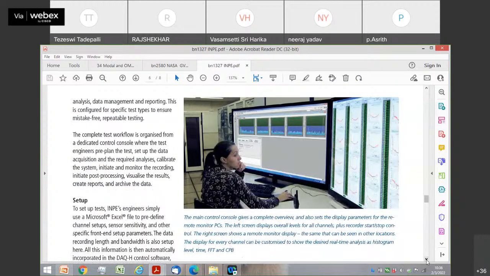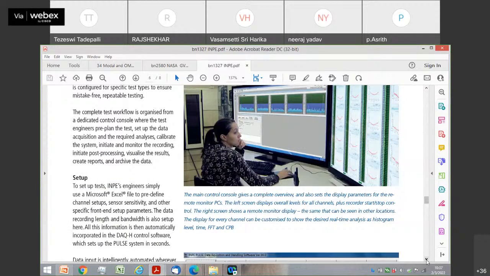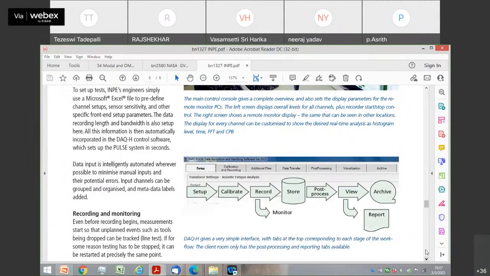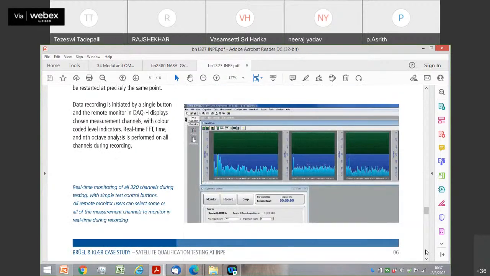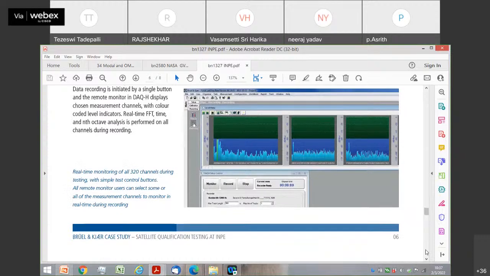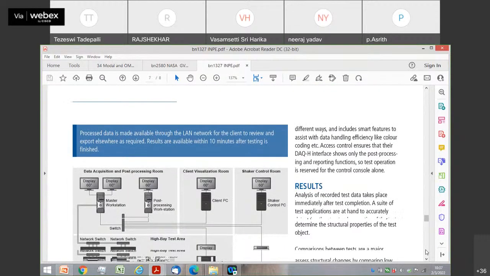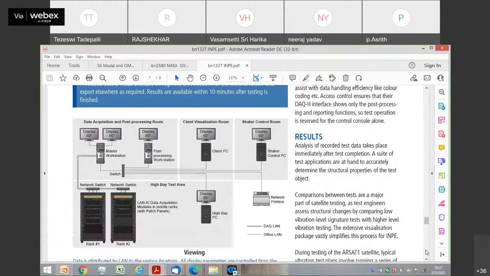Complete control console. You can see all the parameters on the right hand side. You can see the time data. You can see the frequency of all the channels being showed. It could be the FFT, it could be in the CPB. So you have a setup, you have a calibration, you have a recording which goes parallelly, post processing, archiving, reporting. So depending on who access what, all the channels can be seen simultaneously. So these are just examples of the systems, network switches, display units, large monitors, where data can be seen. Very, very important.